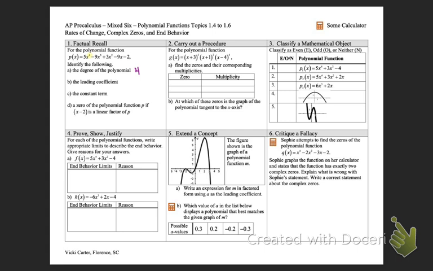The leading coefficient comes from that same term. It is going to be positive 5. And then the constant term is the one without a variable on it. So that is negative 2, okay?